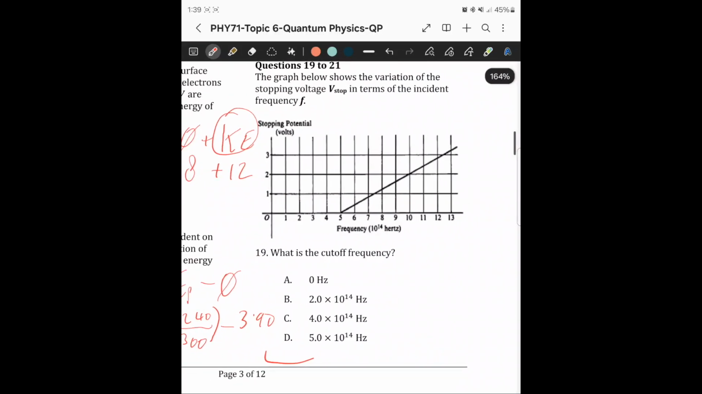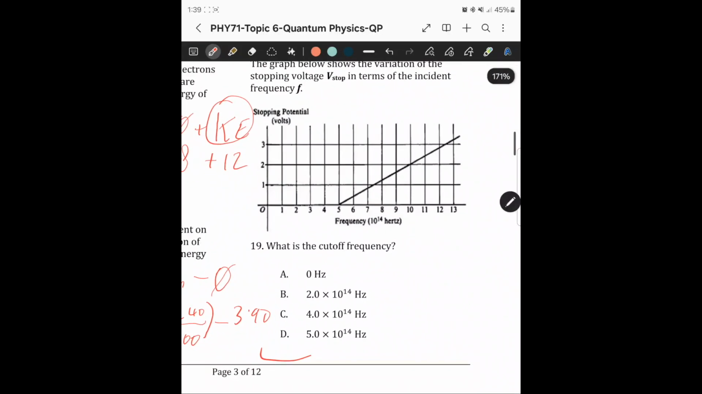What is the cutoff frequency? Here's a little graph. So one thing you need to know, this is the stopping potential. This is frequency over here. There are two types of graphs. One of them is this, and one of them is simply the energy graph. The energy graph will look something like this, and it'll be kind of the same idea. That's my frequency. And if you were to go back, over here, this happens to be my work function, and this general graph, that's the kind of thing you need to know.